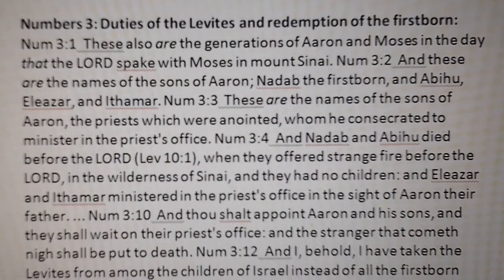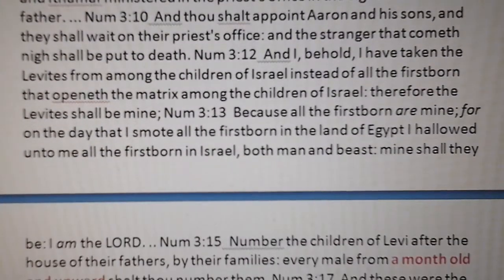Verse 10. And thou shalt appoint Aaron and his sons, and they shall wait on their priest's office, and the stranger that cometh near shall be put to death. Verse 12. And I, behold, I have taken the Levites from among the children of Israel, instead of all the firstborn that openeth the matrix among the children of Israel. Therefore the Levites shall be mine, because all the firstborn are mine. For on the day that I smote all the firstborn in the land of Egypt, I hallowed unto me all the firstborn in Egypt, both man and beast. Mine shall they be. I am Yahweh. Verse 15.